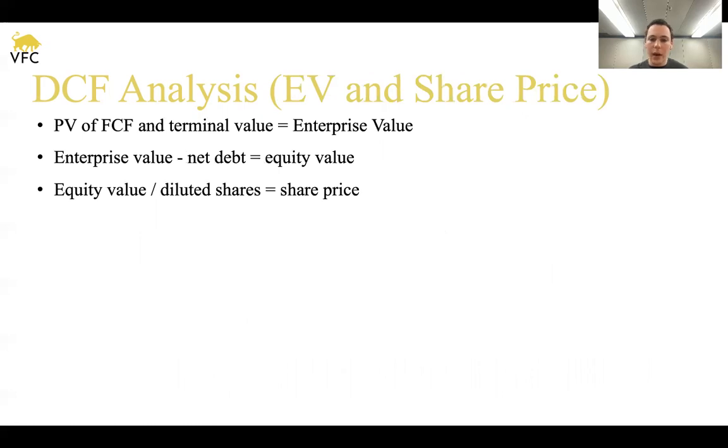So the very last step of a DCF is to actually calculate your valuation. So you take the present value of cash flows and terminal value using your discount rate, and then add them together to get enterprise value. And if you're looking for equity value, subtract net debt from enterprise value. And then if you want per share data, you can divide the equity value by the number of diluted shares to get your share price.